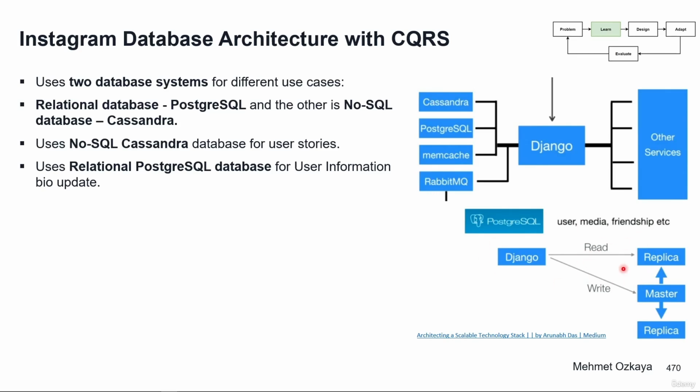If the use case is related with user information, it is using PostgreSQL. PostgreSQL is using the master and replica architecture. Any write operation goes to the master database server, and any read operation goes to some replica databases. But when it comes to Cassandra for user stories, it is peer-to-peer, that means a masterless architecture, which performs the same operation on all nodes, with synchronization happening automatically in the Cassandra architecture.